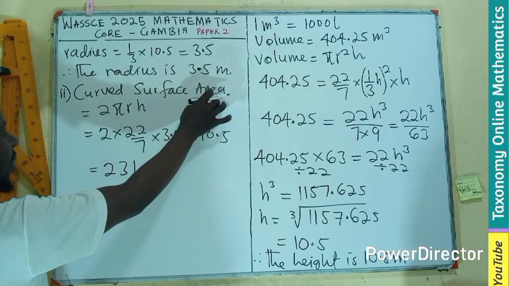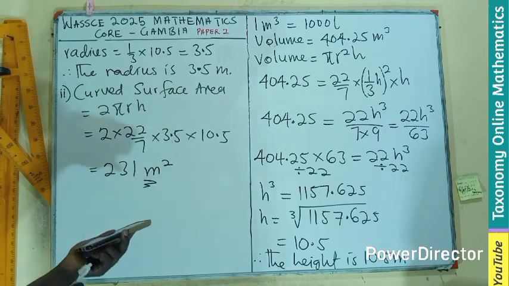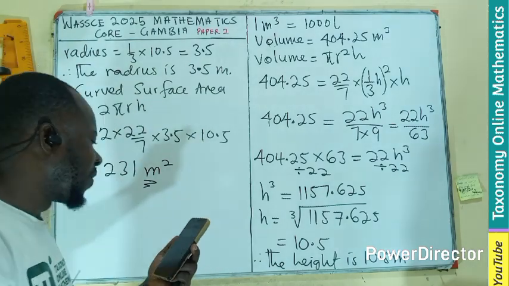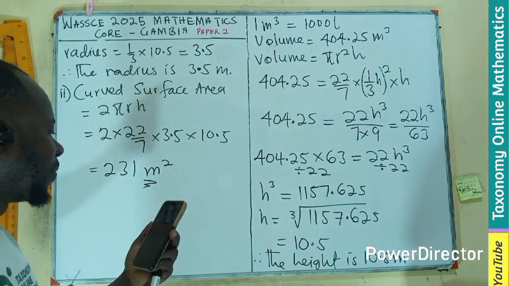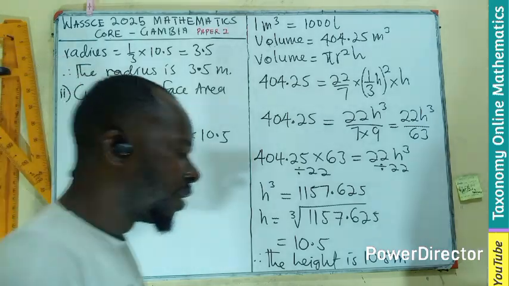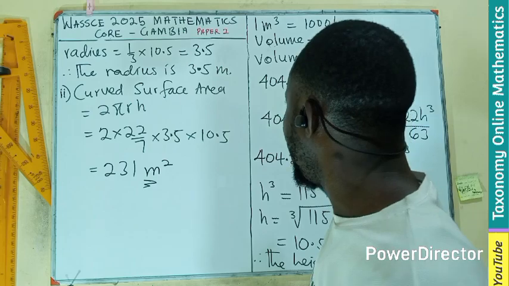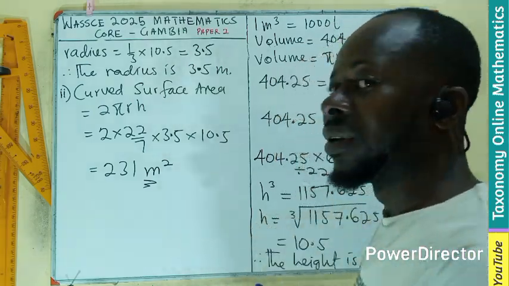Then we can easily conclude and say that our answer is going to be 231 curved surface area, so meter squared. So the curved surface area, do I have all the values in there? 2 times 22, 3.5, 10.5 over 7. Good. So that will give you the curved surface area after knowing the radius and the height.